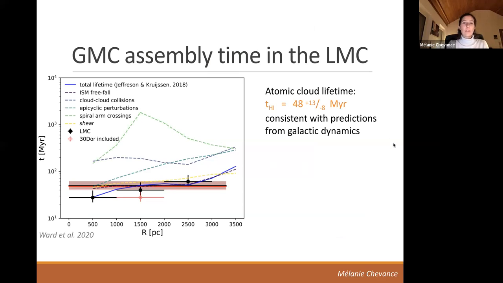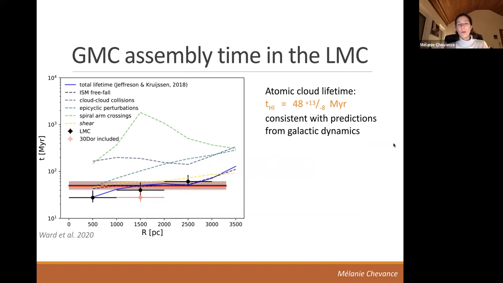Again, regarding the LMC, I just told you it takes about 48 mega years for the atomic cloud lifetime, so the time it takes for the H1 gas to condense and form molecular clouds that are visible in CO. And this is consistent with predictions from galactic dynamics.